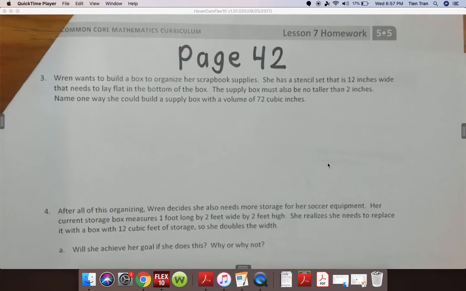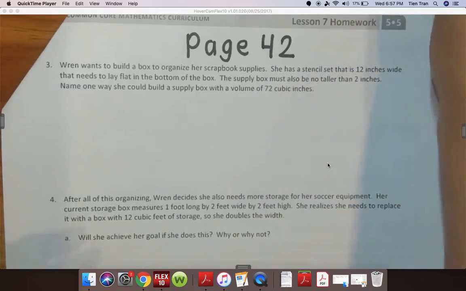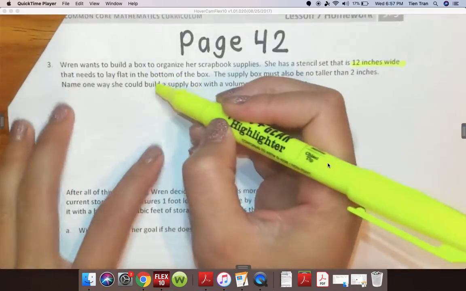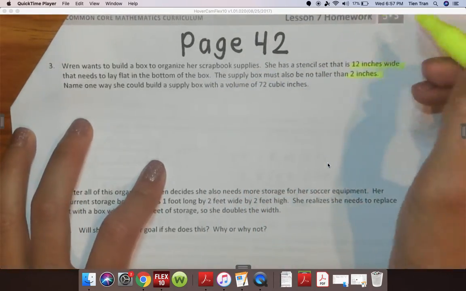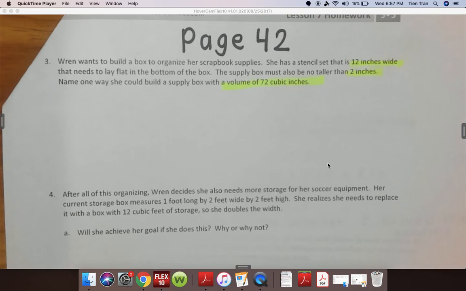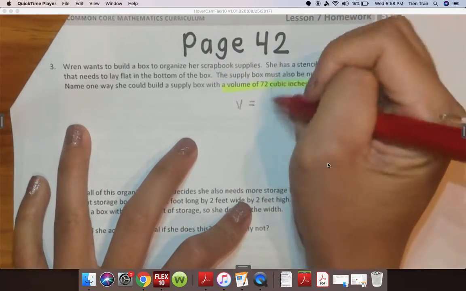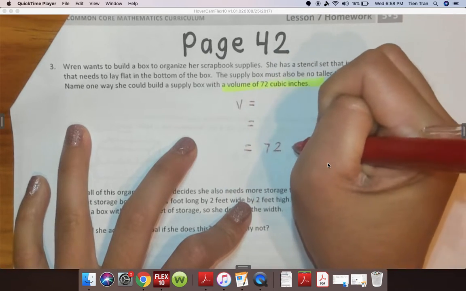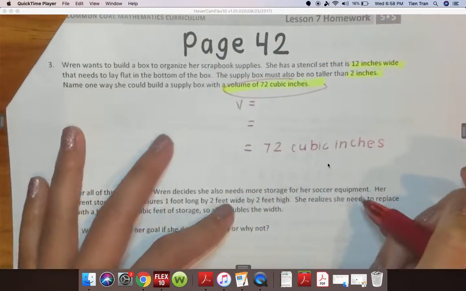For number 3, it says right here, Ren wants to build a box to organize her scrapbook supplies. She has a stencil set that is 12 inches wide that needs to lay flat in the bottom of the box. The supply box must also be no taller than 2 inches. Name one way she could build a supply box with a volume of 72 cubic inches. So, I know they are asking me for the volume, so I am going to find the volume. And the volume is equal to 72 cubic inches. I know that from that information right there.